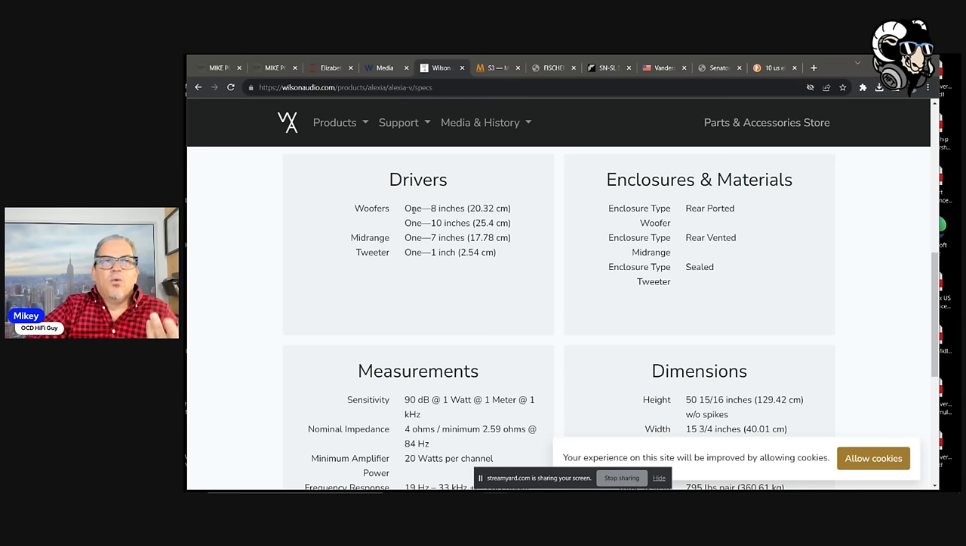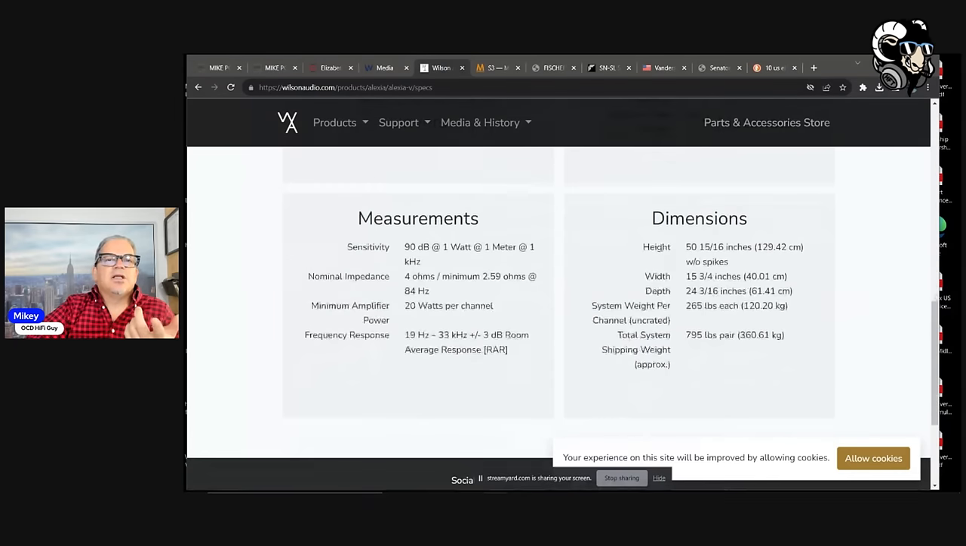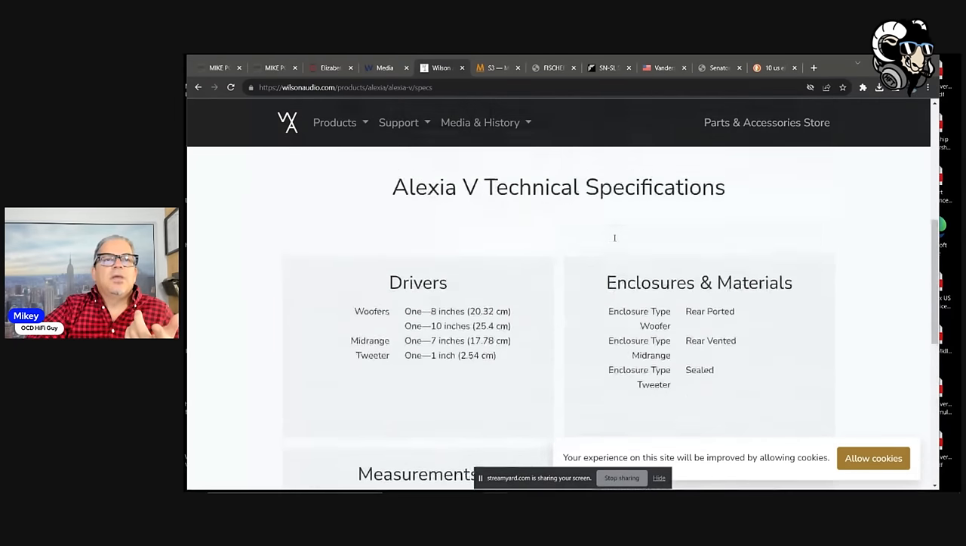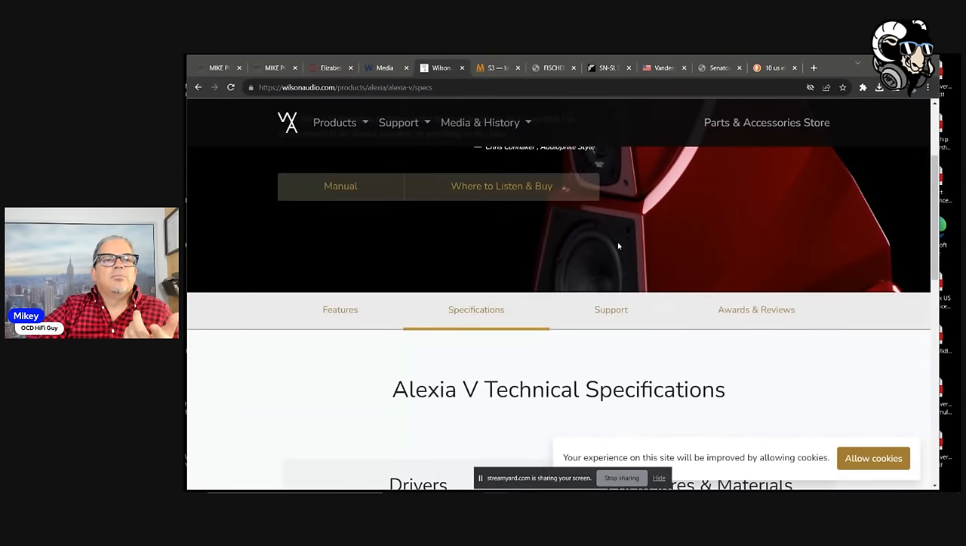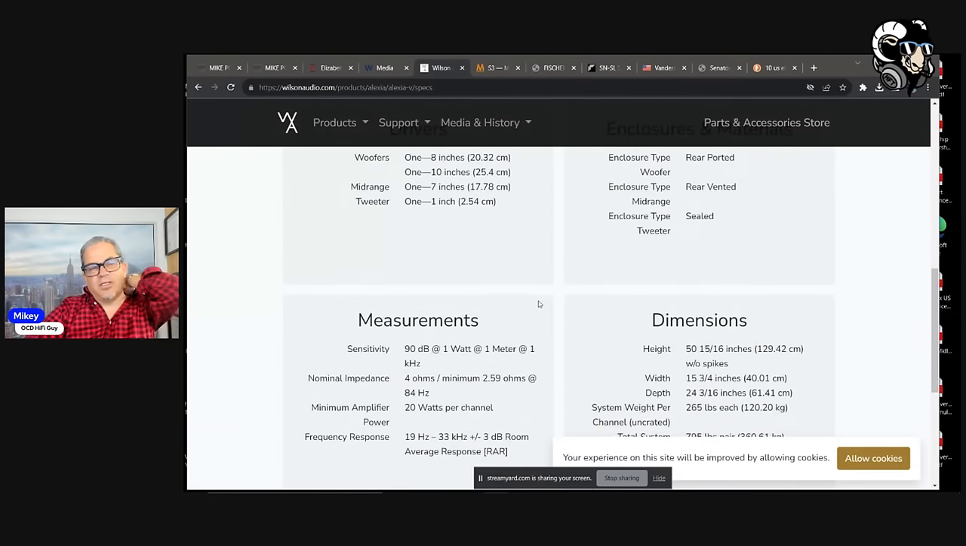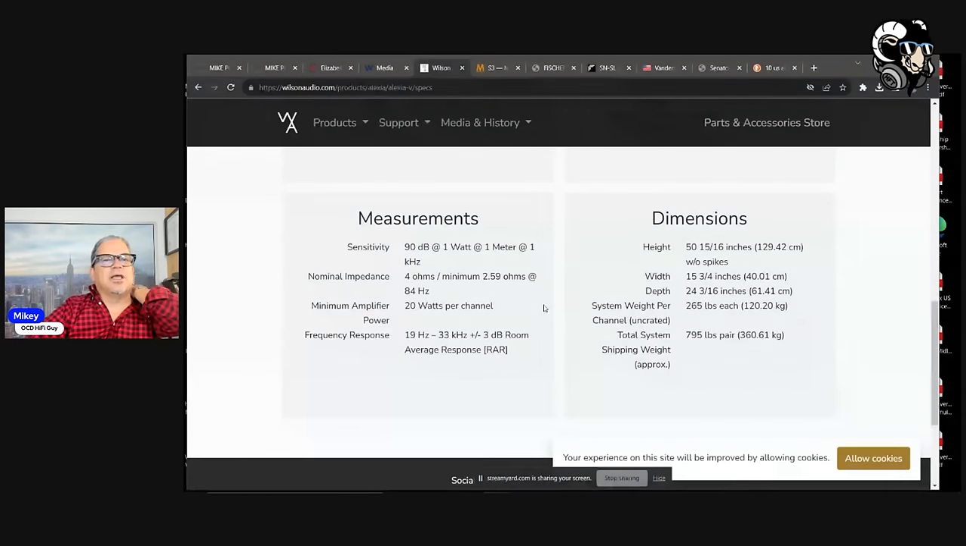1/8-inch driver. It tells us 1/8-inch driver. It doesn't tell us anything about it. 1/8-inch driver, 1/10-inch driver, 1/7-inch driver. And then over here, it's what enclosure type: rear ported, rear vented, sealed. It doesn't tell us any of the materials. We could maybe dig in and pull it out. They're probably going to have it in the features, and they're going to have a special name for the materials, Material X or something like that, right?